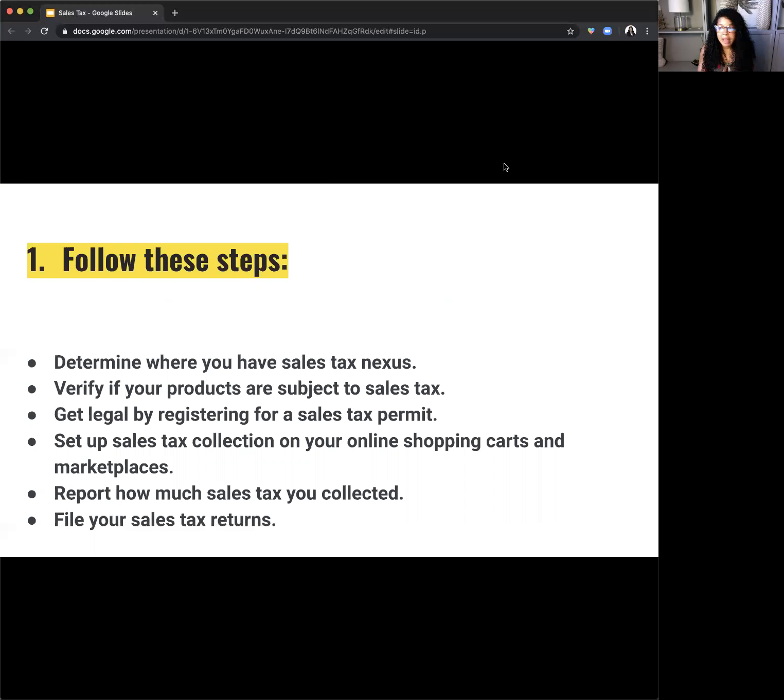And then you have to file your sales tax return. So this is separate from your income tax. This is a completely separate process. But if you have all your systems in place, it's really easy. It's just like running a report and mailing off a check.